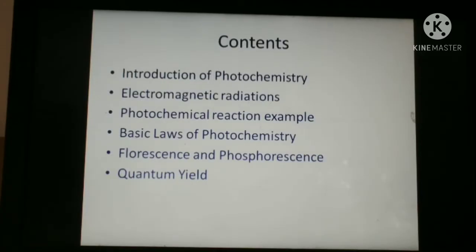So these are the contents of the lecture: Introduction to Photochemistry, Electromagnetic Radiations. We will discuss photochemical reaction examples, basic laws of photochemistry, fluorescence and phosphorescence phenomena, and quantum yield in the end.